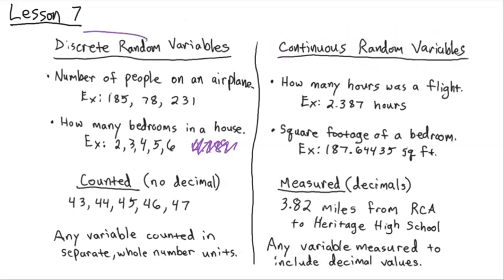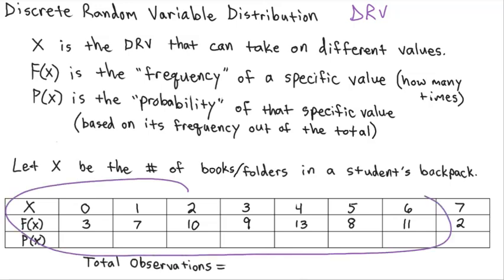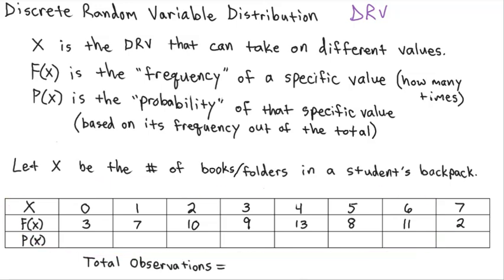And in lesson 7, we're going to focus on discrete random variables. So let's talk about a discrete random variable. We're also going to use the phrase DRV, discrete random variable distribution. Oftentimes we can identify a discrete random variable and the distribution of a discrete random variable in a table, which we sometimes call a frequency distribution. And in this table you can see we have one row that's x, one row that's f of x, and one row that's p of x, okay?